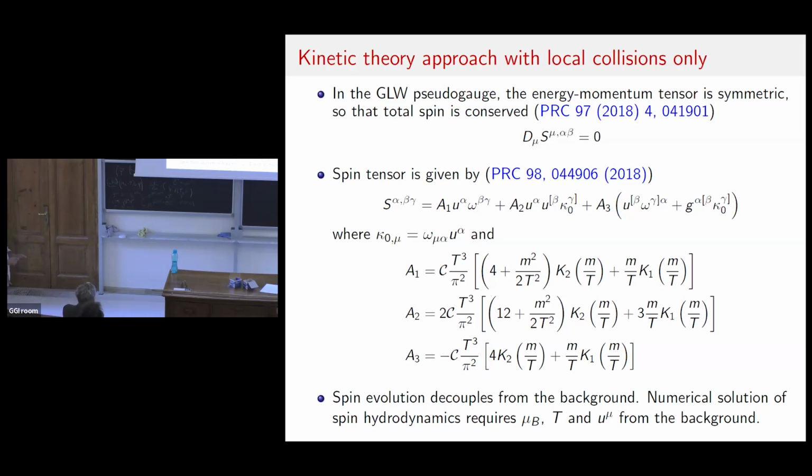Now, in the limit of small polarization and in local equilibrium, they get this structure for the spin tensor, where this omega is called the spin potential, and kappa is defined like this. And A1, A2, A3 are some coefficients dependent on mass, temperature, and chemical potential. Assuming Boltzmann statistics, these are the analytic expressions for these coefficients, which I will use for my numerical simulations. A simplification occurs in the small polarization limit: spin evolution decouples from the background. That means I can solve these equations independently on top of a hydrodynamic background. I just need information on temperature and chemical potential from the background.